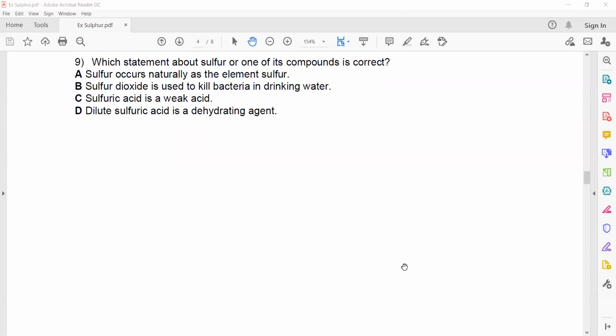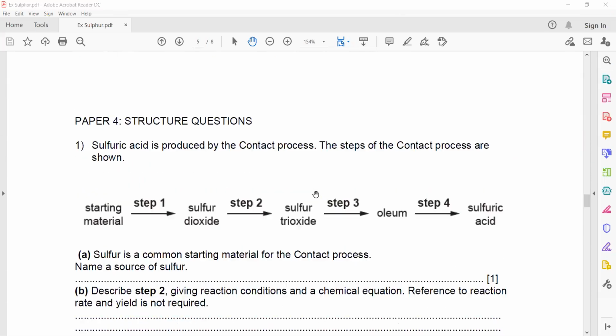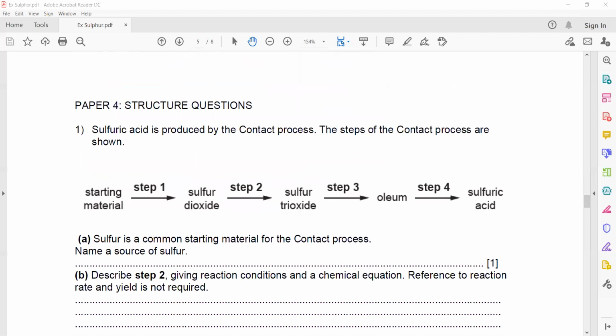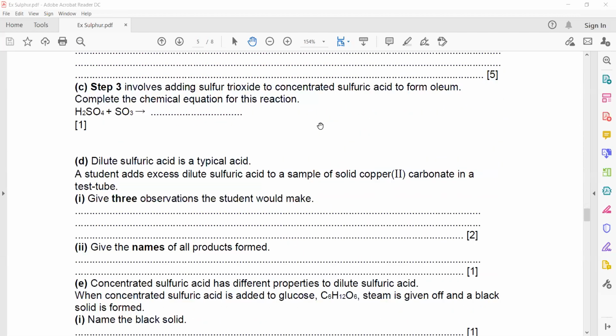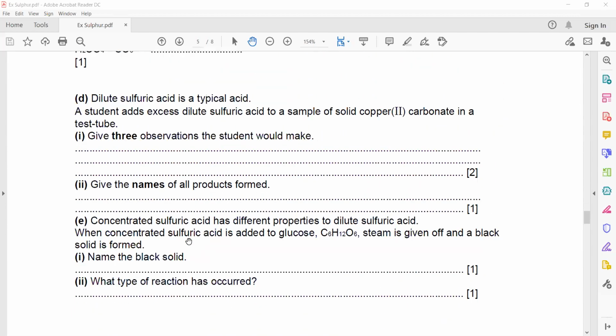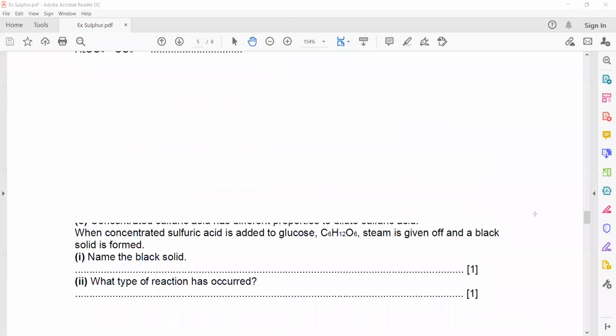Now in the structure questions, any doubt you can mention? Question number 1E. Concentrated sulfuric acid has different properties than dilute sulfuric acid. Concentrated sulfuric acid can be used as a dehydrating agent. How is it used as a dehydrating agent?